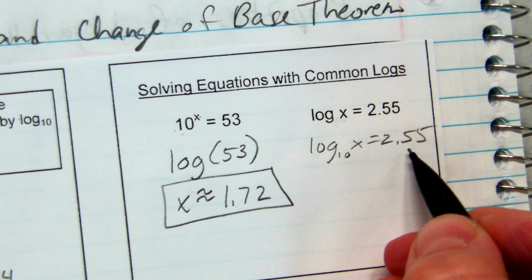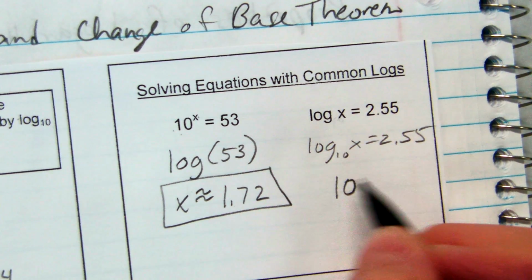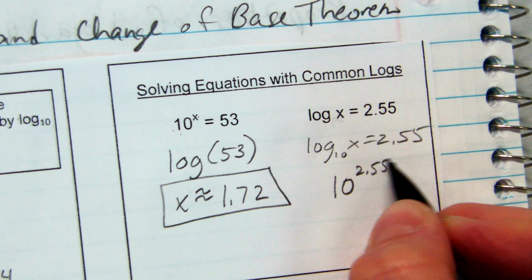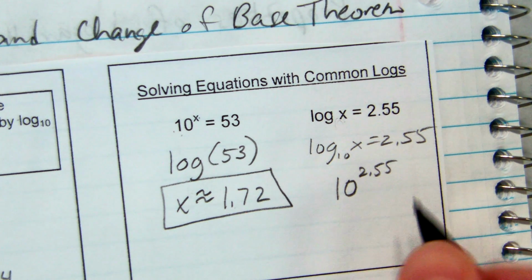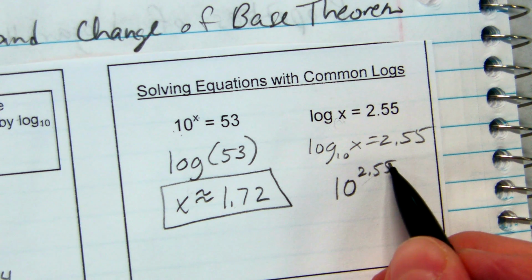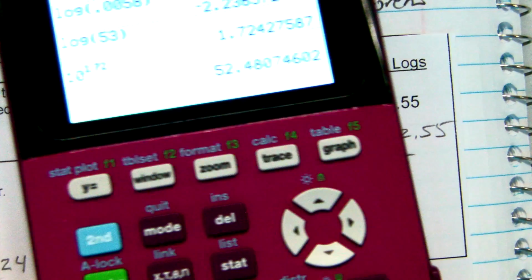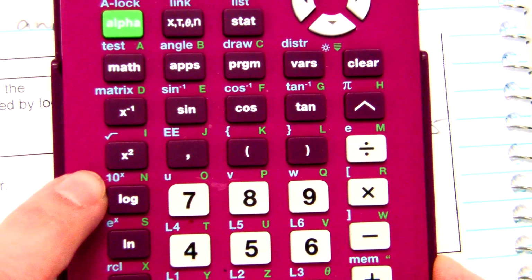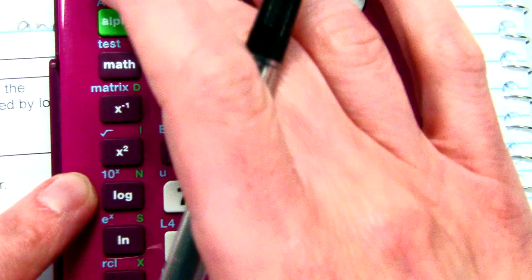Well, all right, so then this, you just do a power of 10. 10 to the 2.55. And by the way, there's a button for powers of 10 above the log key. I don't know why that's important, because typing in 10 wouldn't be a big deal.